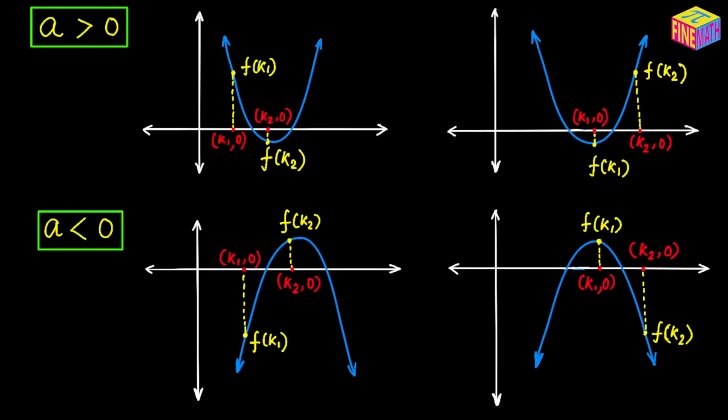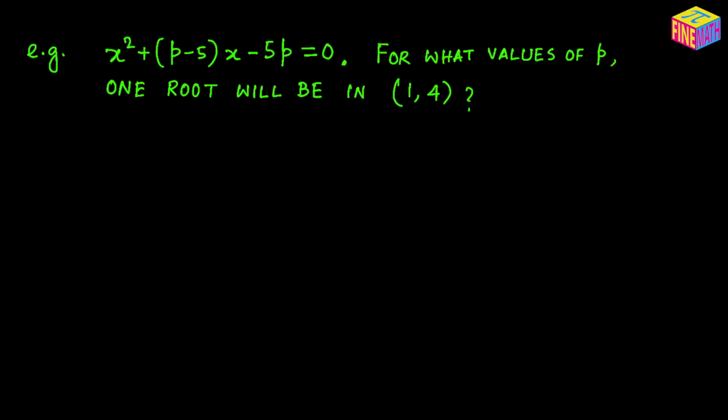Let's take an example. Let's suppose we have an example like this: x squared plus (p minus 5) times x minus 5 times p equals 0. That's a quadratic equation. And the question here is, for what values of p will one root of this equation be in the range 1 to 4, between 1 and 4? Here I am using the interval notation. This is actually not a coordinate. This is actually the interval, right? Interval between 1 and 4, both excluded, of course.